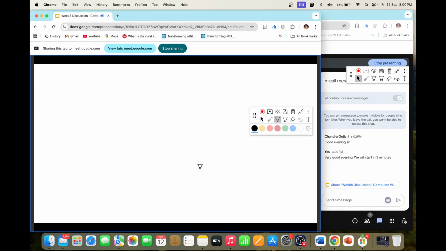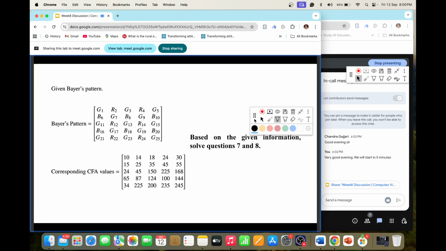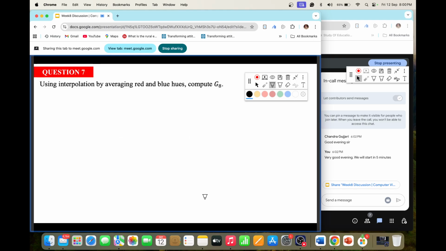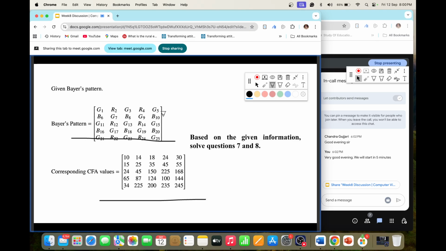Now regarding question number 7 and 8, this is our Bayer pattern and this is our corresponding CFA values. We have been asked, using interpolation by averaging red and blue hues, compute G8. That is our first question. So what is G8? G8 is present nowhere, but we have B8. So from B8 we have to interpolate G8.